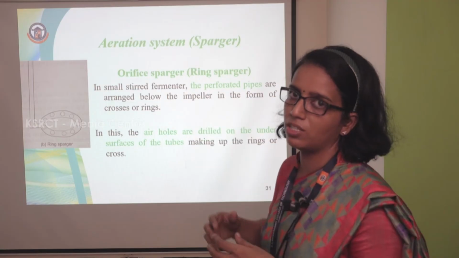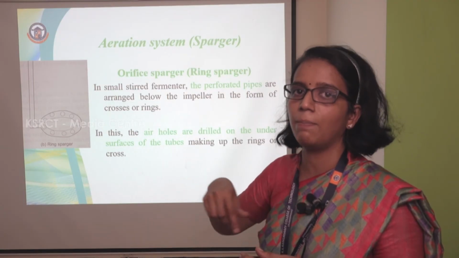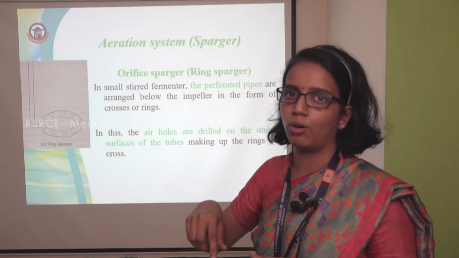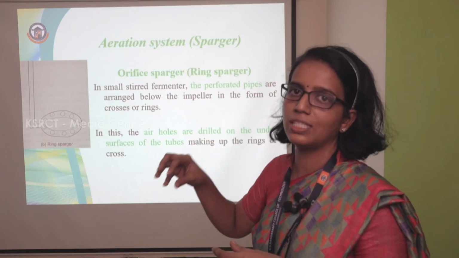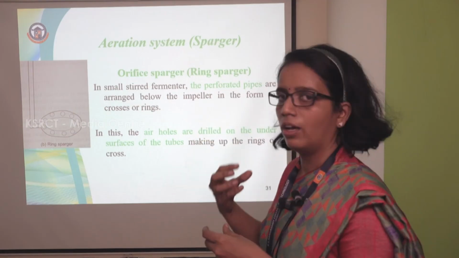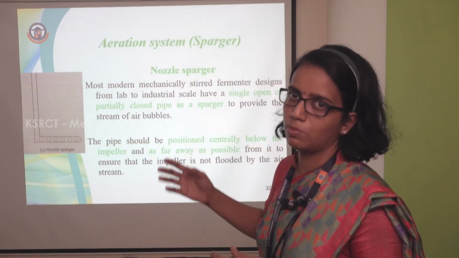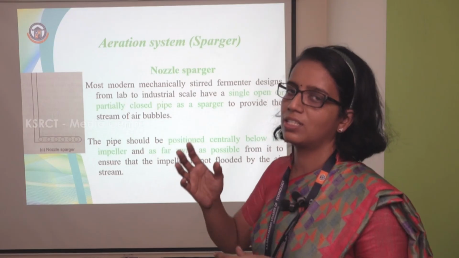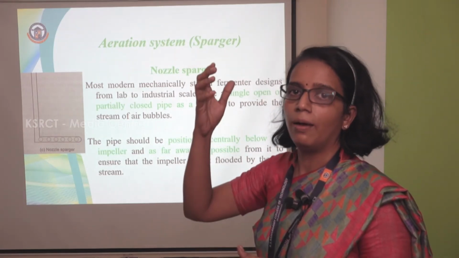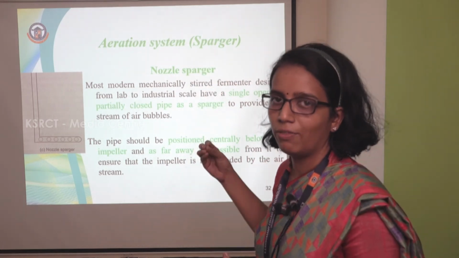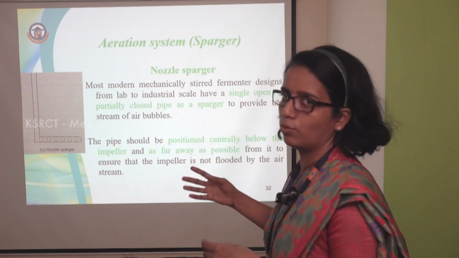So this is an orifice sparger. It is otherwise called a ring sparger. The arrangement is made in such a way that a ring-shaped metal is arranged around the fermenter bottom, and it has stripped holes that provide the oxygen supply for the microorganisms. Next, the commonly used sparger is the nozzle sparger. This is an advanced sparger system that is placed at the bottom of the fermenter along with the handle at the top. It facilitates oxygenation and aeration very well, so it is commonly used in industries.